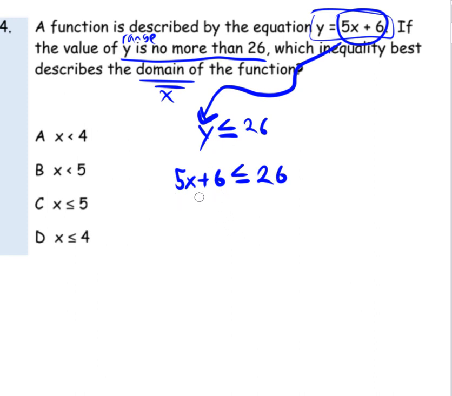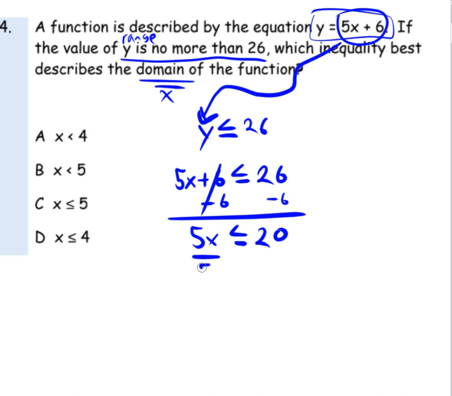So once again, I have a variable term and a constant on the same side. I'm going to subtract 6 on both sides in order to isolate this variable, right? These two cancel out and I get 5x is less than or equal to 20. Now, since x is being multiplied by 5, I'm going to divide by 5 to get x alone. And I get x is less than or equal to 4. And that right there should be my answer.